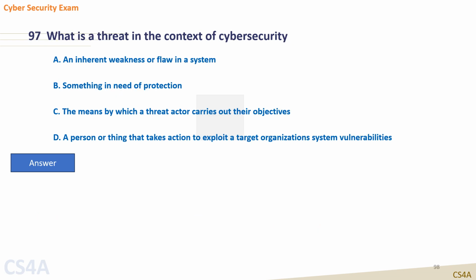Here the question is what is a threat in the context of cybersecurity? An inherent weakness or flaw in a system. So this is not a threat, this is vulnerability. That's not the correct answer. Something in need of protection, that is asset. And the means by which a threat actor carries out its objective. This is threat vector. This is not threat. And option D is a person or thing that takes action to exploit a target organization's system vulnerabilities. So this is the correct answer as per cybersecurity. So option D is the correct one.